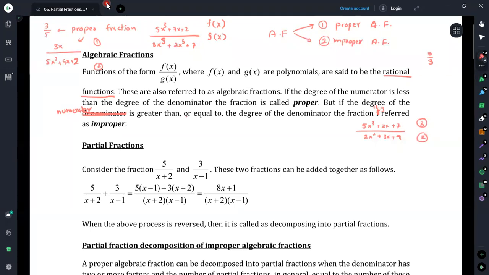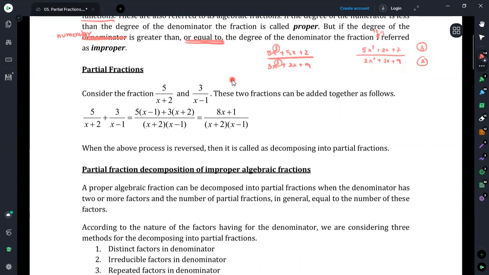And the next thing is, it is greater than, and there is another condition, or equal to, as well. Here, if you take 5x cubed plus 9x plus 2 over 3x cubed plus 2x plus 9, we can see that the degree of the polynomial in both the numerator and the denominator has equal values. Therefore, this type of fraction is also called an improper fraction. This is a brief introduction to algebraic fractions and how to find out proper and improper algebraic fractions.